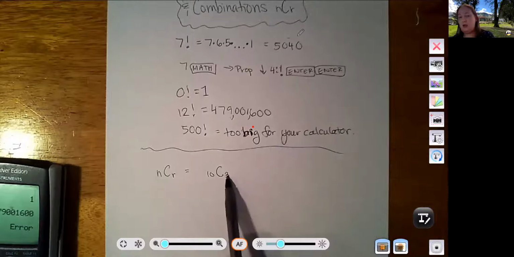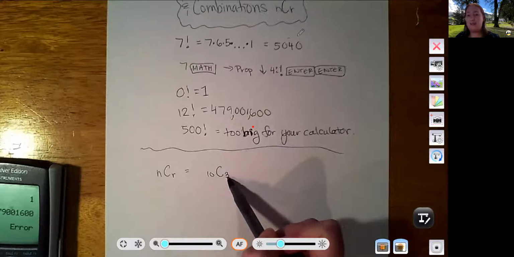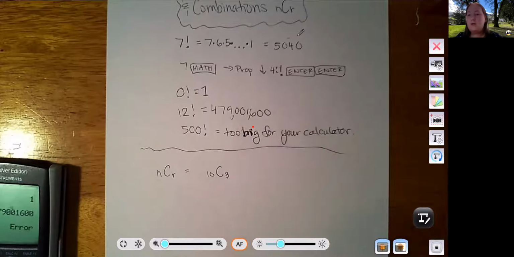The number you're picking always has to be less than or equal to the number available. You could technically go from 0 all the way up to 10. We're just going to find out how many different pizzas I could make with 3 toppings.